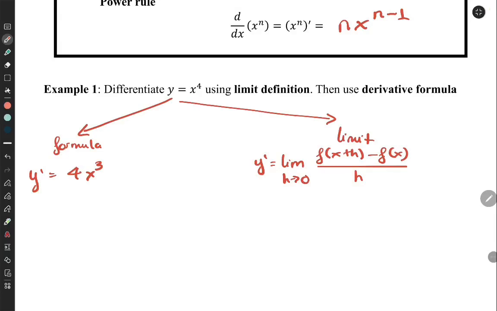Okay, let's work together. How do I get from x to the 4th to the limit? Get 4x cubed. Go. Good time to practice coordinating, right?